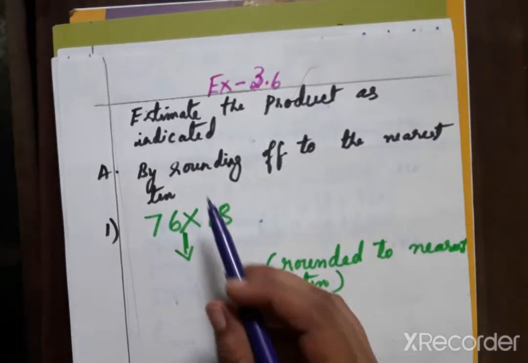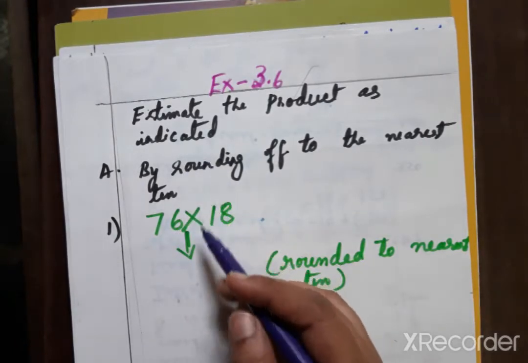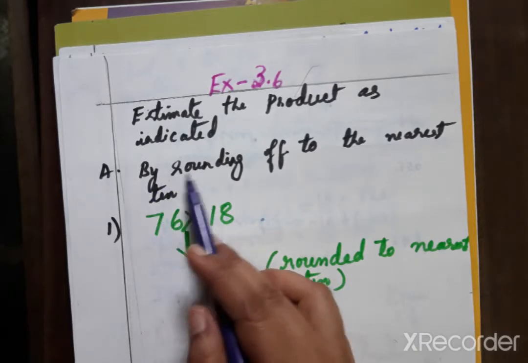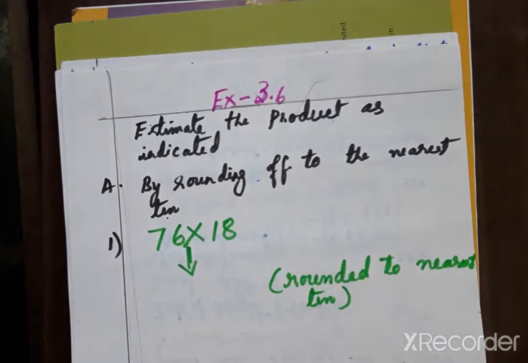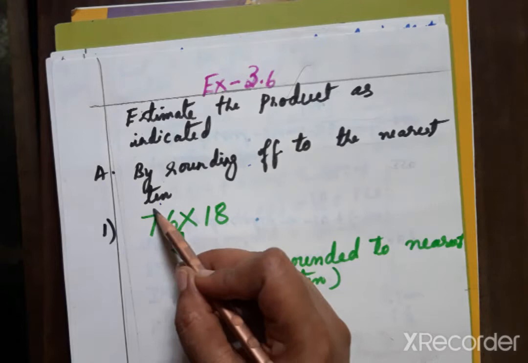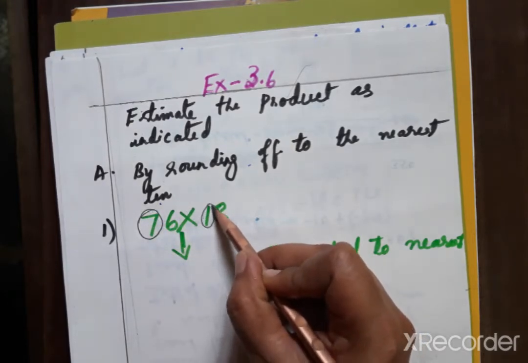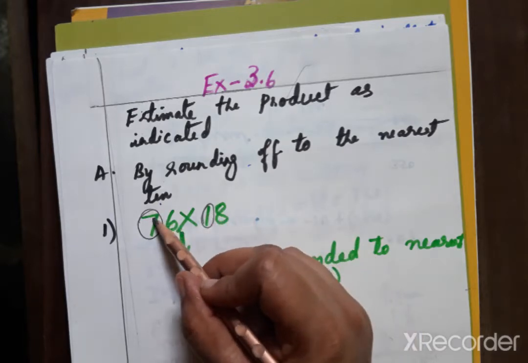Now, exercise 3.6, estimate the product as indicated. As per the instruction given, we have to do accordingly. For A, round off to the nearest tens place. Which place do we have to round off? The nearest tens place. So the first step is to encircle the tens place number. Which place are we rounding off? Tens place. So encircle the tens place number.